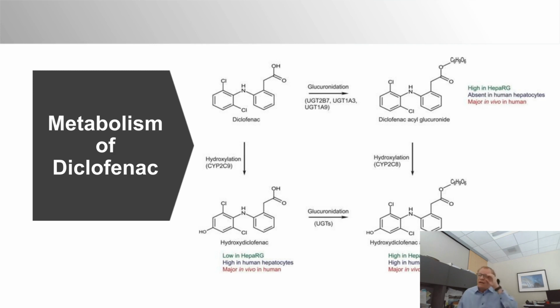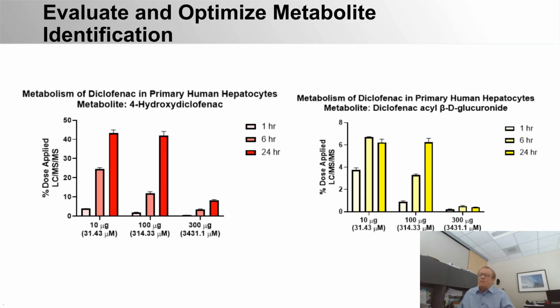Now, diclofenac has, as you probably well know, several metabolites. The parent compound is shown at the top left. That is hydroxylated, the 4-hydroxy, so we get a hydroxylated diclofenac, and it can also be glucuronidated. So we wanted to be able to know if our system could pick up these metabolites over time. And so the red bars on the left are showing you the formation of the 4-hydroxy diclofenac, and you can see at the 3 doses, we're getting a nice increase over time, 1, 6, and 24 hours of the metabolite.